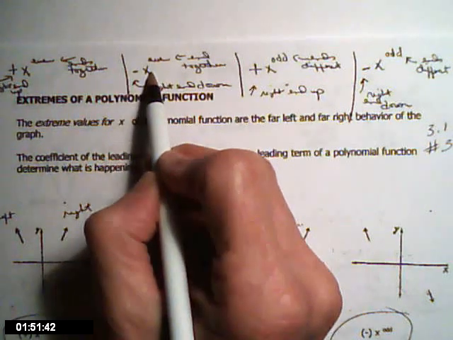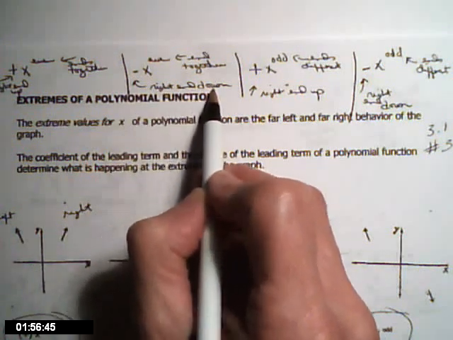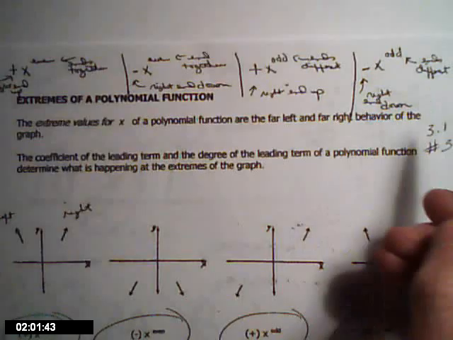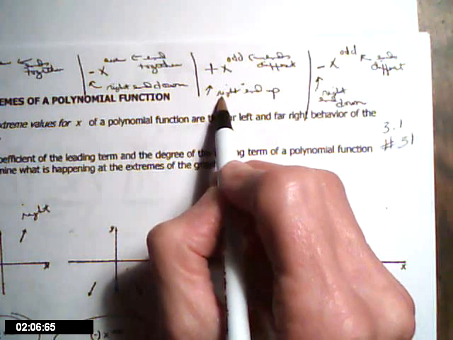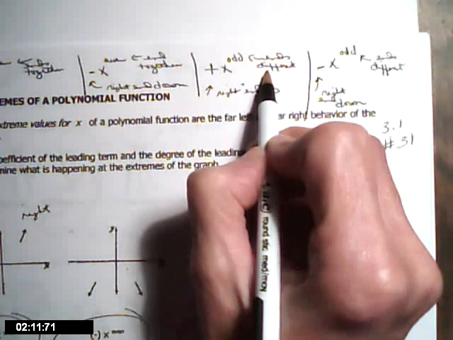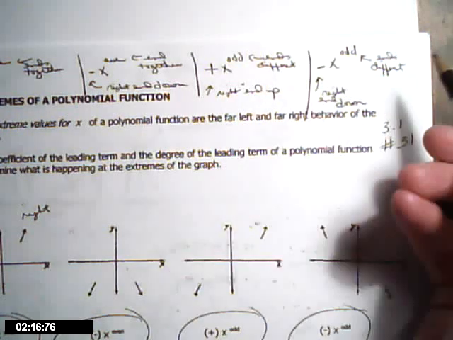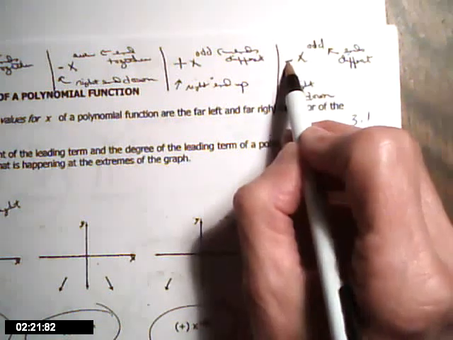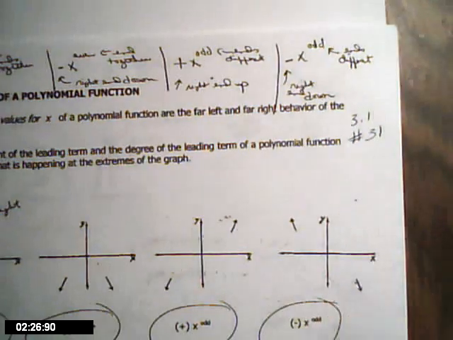If I have a negative x to an even power, negative says that on the right end the graph's going down. Even says the ends are together, either both up or both down. If I have a positive x to an odd, now positive says the graph is going to end on the right end going up. Odd says the ends are different. Sometimes you'll hear me say split ends, different, opposite, different directions. If it has a negative x to the odd, the negative says the right's going to be down, odd says the ends will be different, which means the left would be up.